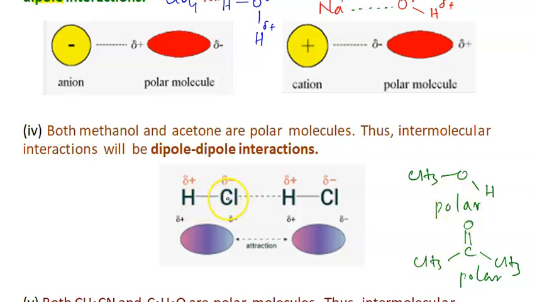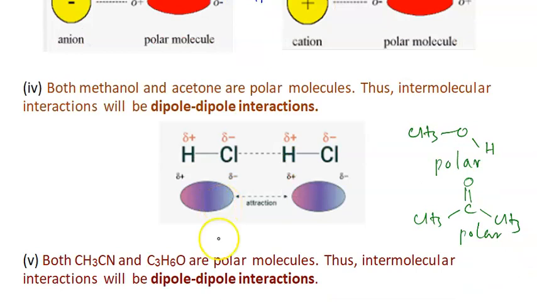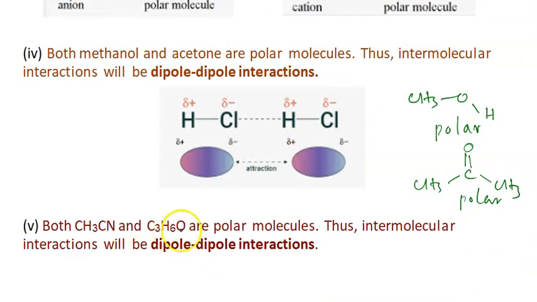For example, you see here HCl, the negative pole of one molecule attracts the positive pole of the other molecule. This is a type of electrostatic attraction, and this is dipole-dipole interaction, because one molecule is a dipole and the other molecule is also a dipole. Similarly, here methyl cyanide and acetone, C3H6O, meaning CH3COCH3. Both are polar molecules, therefore this interaction is also dipole-dipole type, like the previous one. Hope you understood. Thank you.